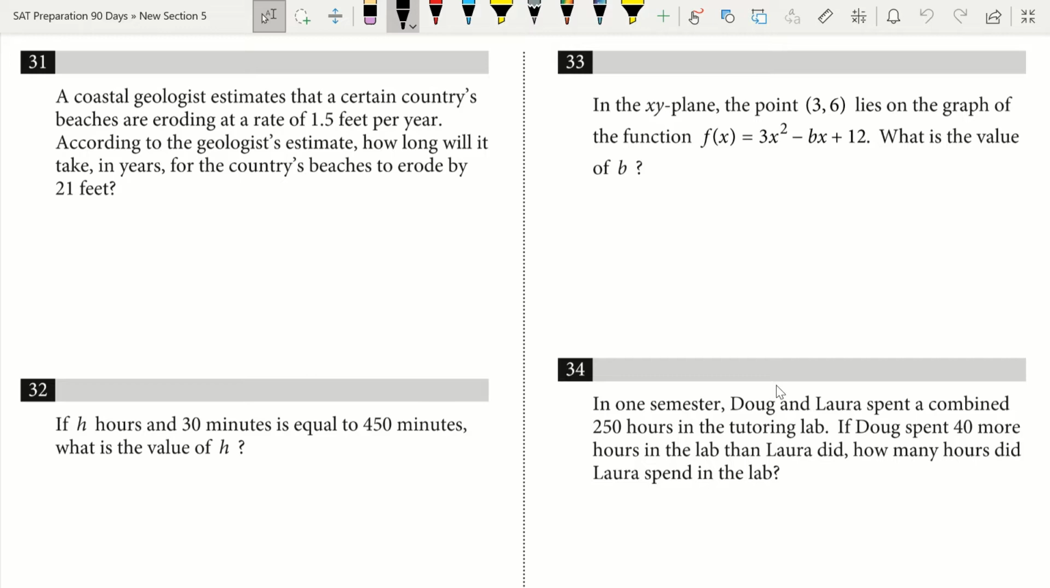Today I'll be taking you through problems 31 to 38 of SAT Practice Test 2 with the Math with Calculator section. Then I'll be switching over to the reading section and giving you my tips, tricks, advice, and strategies for that section.